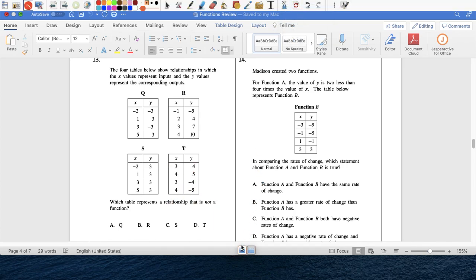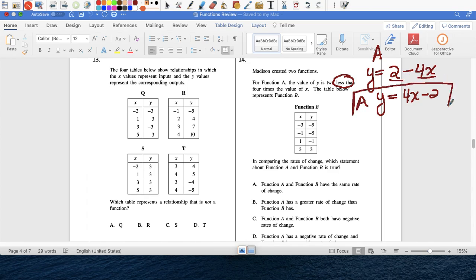14. We have two functions. Function B is described here, but function A is given to you written, right? So we've got to change it. Let me just write. Function A: the value of y is 2 less than 4 times the value of x. Remember that "less than" is a turnaround word. So in actuality, this is going to be 4x minus 2. We've got to change the order of the terms. So that's function A.